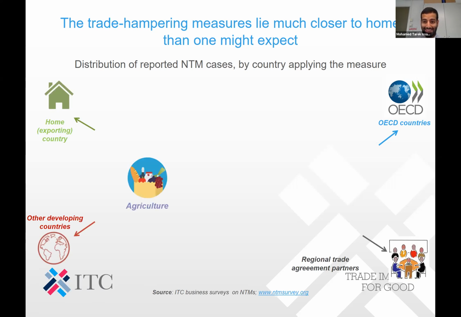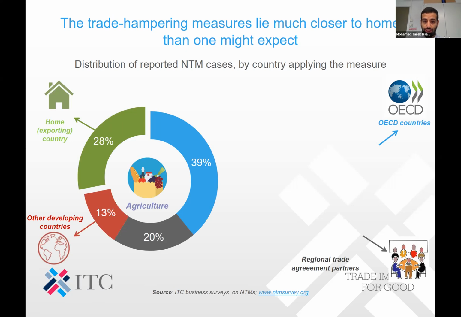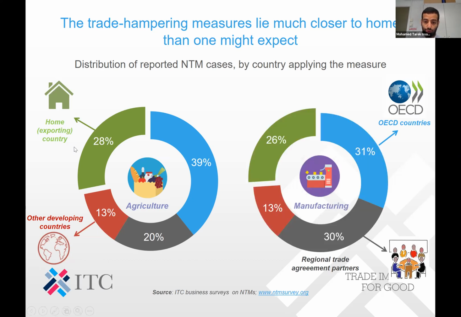The answer is yes. When it comes to agriculture, OECD countries are imposing around 40% of the burdensome NTMs, but companies also complain about regional partners. So we have trade agreements with some partners, but we still face many problems. Also, they have some problems with other developing countries, and the home country is important. So when it comes to agriculture as well as manufacturing, companies are facing about 1/4 of the problems in the home country.